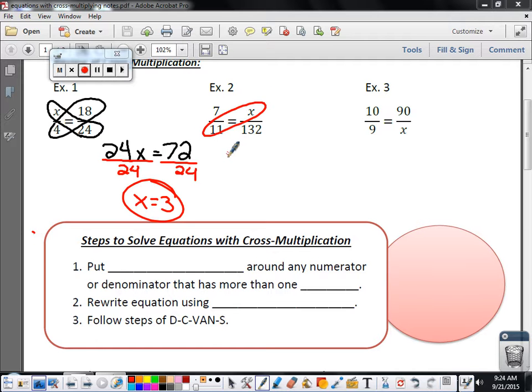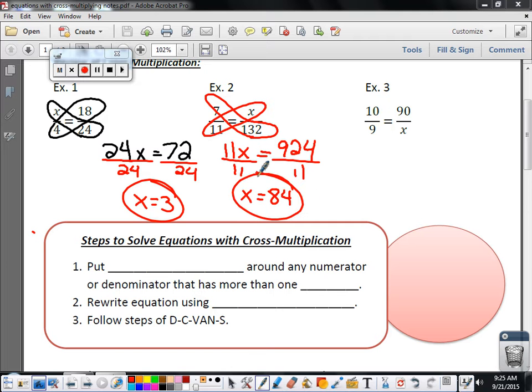So x times 11 is 11x. You guys are doing this on your own. And guys, what's 132 times 7? I don't know. 924. So 11x equals 924. And then help me finish this, guys. What do I do? Divide. What's 924 divided by 11? 84. Great. All right, and then the last one. Go for it.